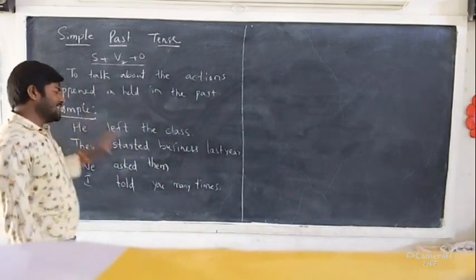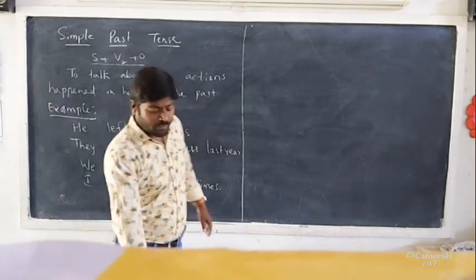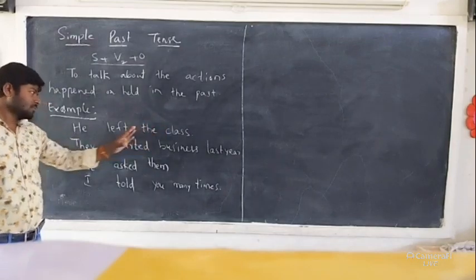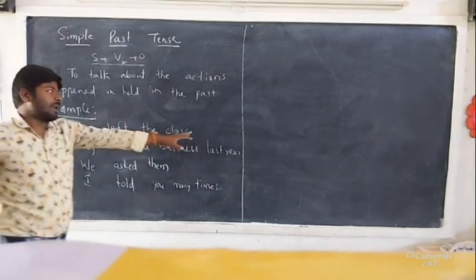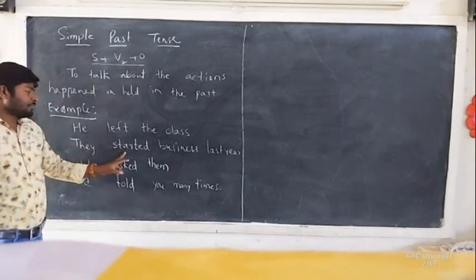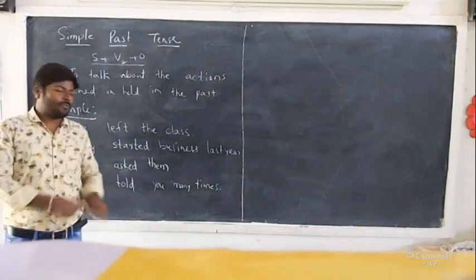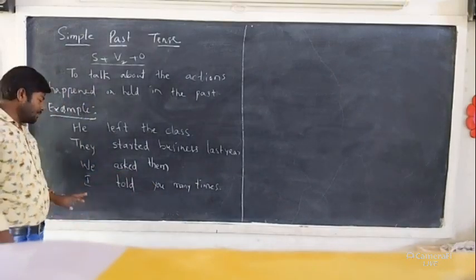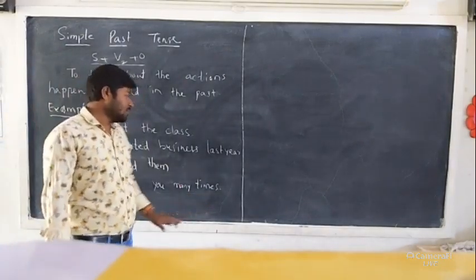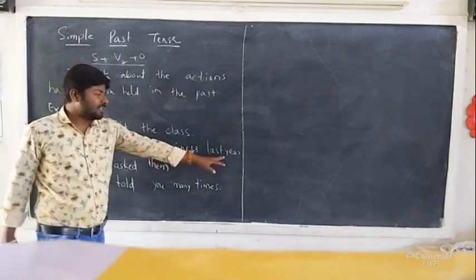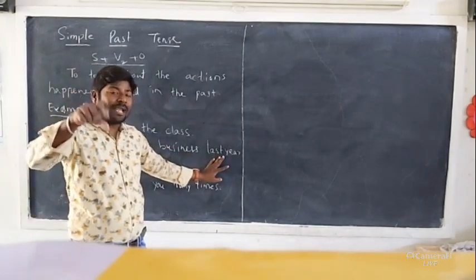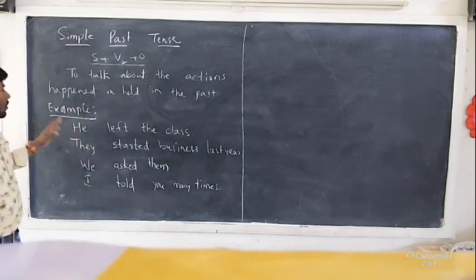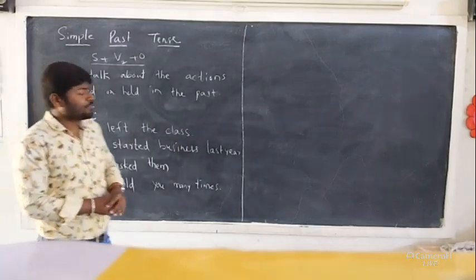So whatever action completed in the past, we use simple past tense. He left the classroom or class, you can write. And they started business last year, we can mention the time. So we asked them, I told you many times. If you want to mention where or when the action happened, if you have interest, you can mention it here, or not. Okay, so this is about the simple past tense.